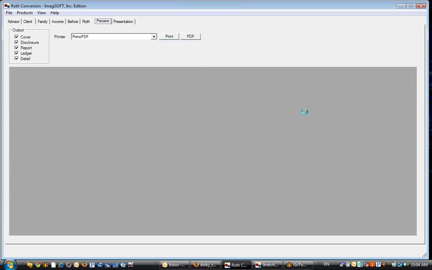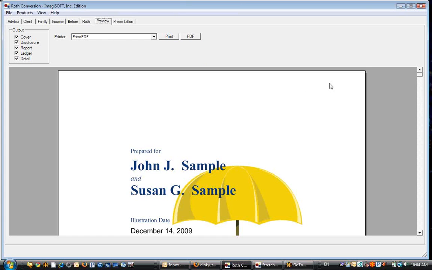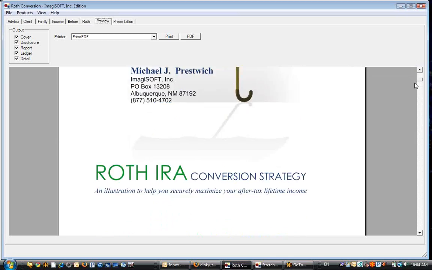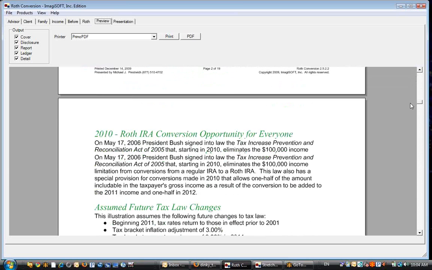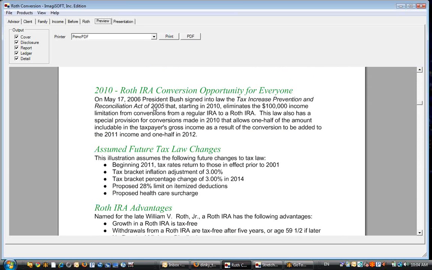So that's a good discussion point. If your client believes that taxes are going up, then you can show them that in the illustration, and it's basically them saying it, not you saying it. Okay, so here's the opportunity for everyone in 2010.